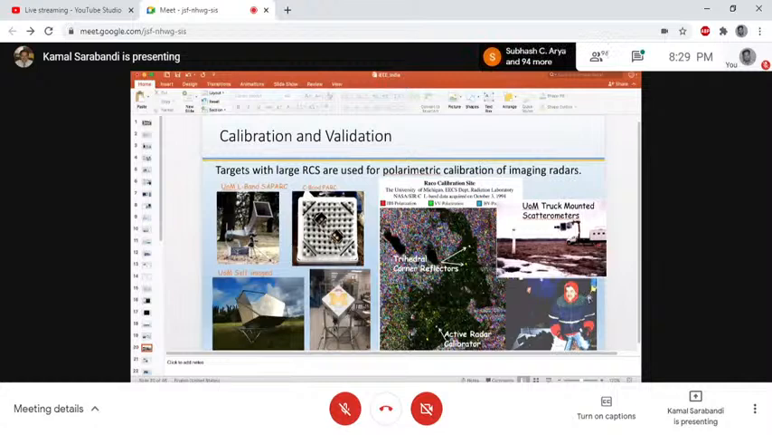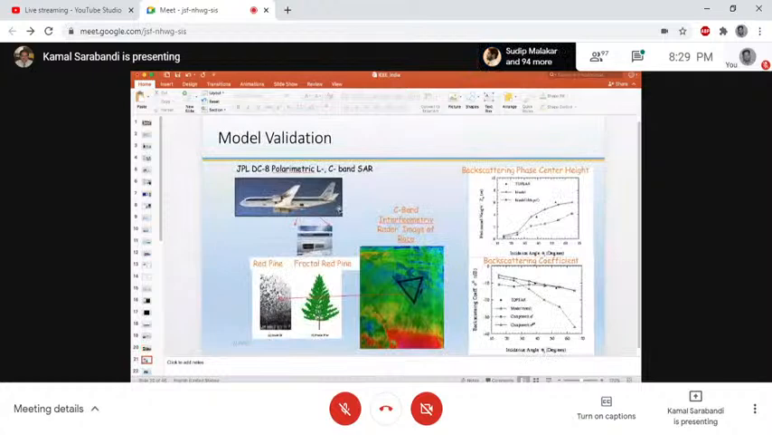This is me at a much younger age. We also validated our models before the shuttle mission. We flew the JPL aircraft that was carrying L-band and C-band SAR, and it also had interferometric SAR. This is the stand we had.